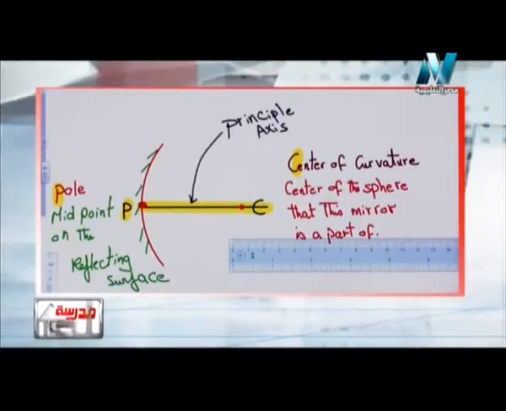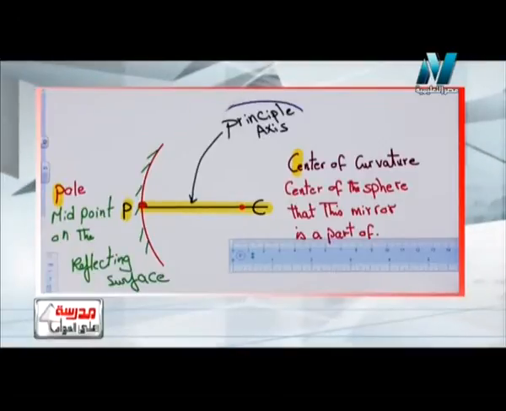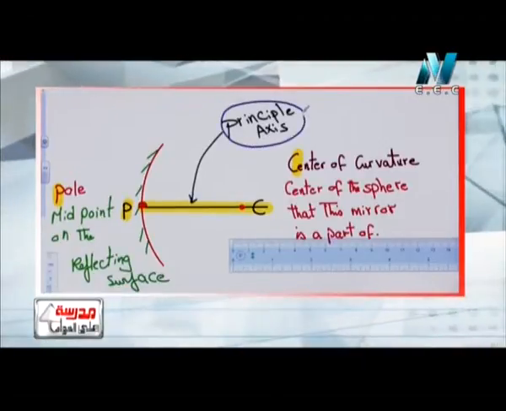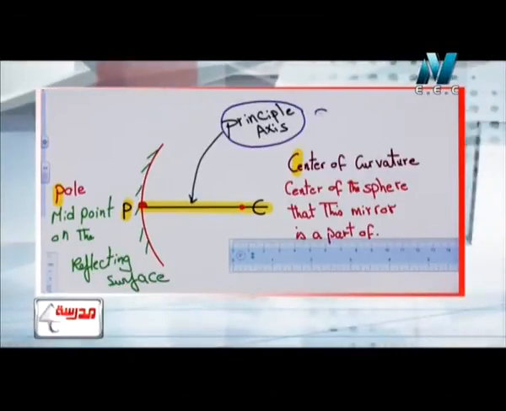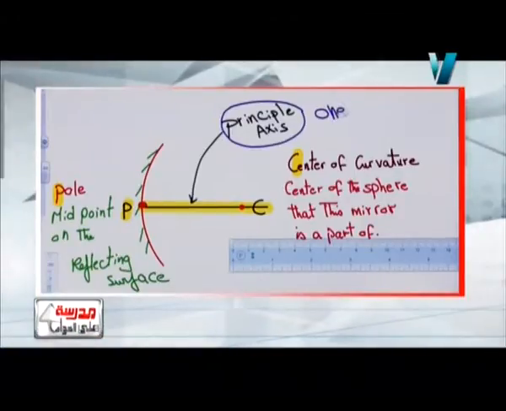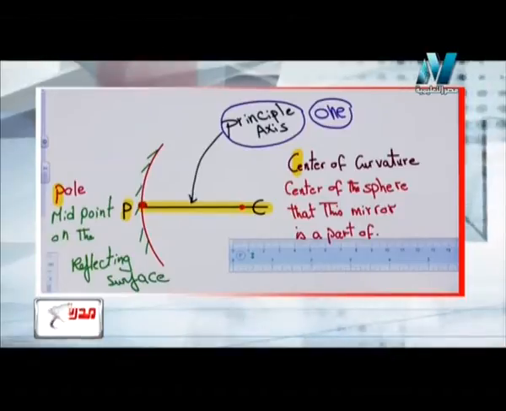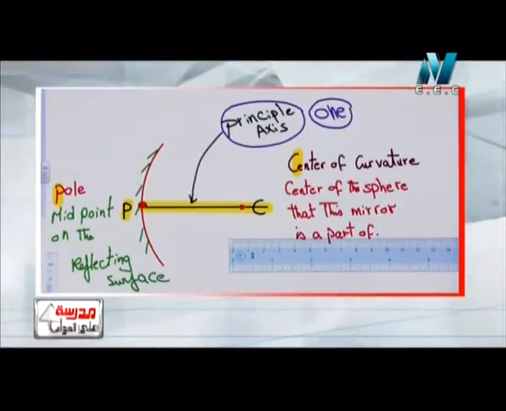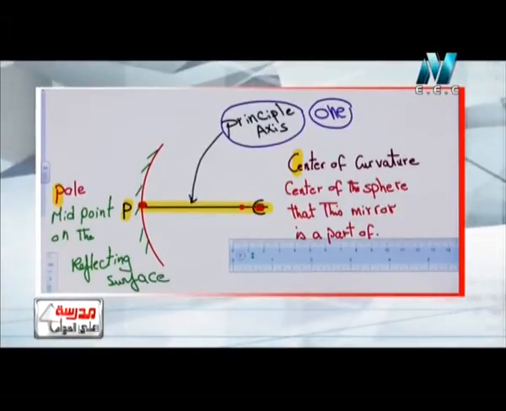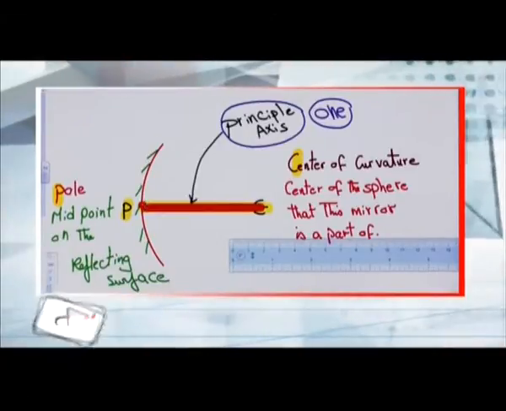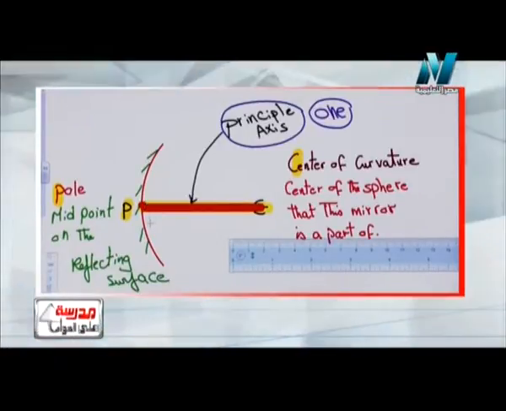At the same time, we have to know how many principal axes exist in the spherical mirror. We have only one principal axis. Why? Because the principal axis is the straight line that connects between the center of curvature and the pole of the mirror. So we have only one principal axis.